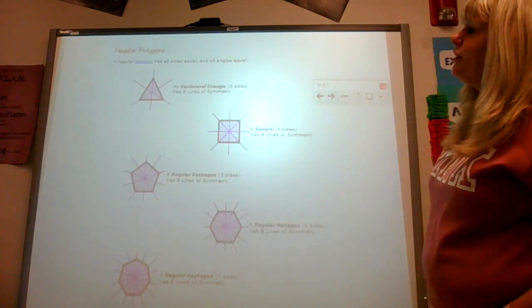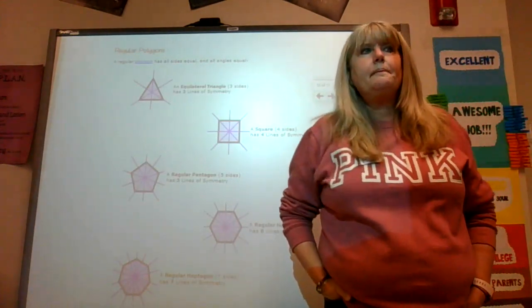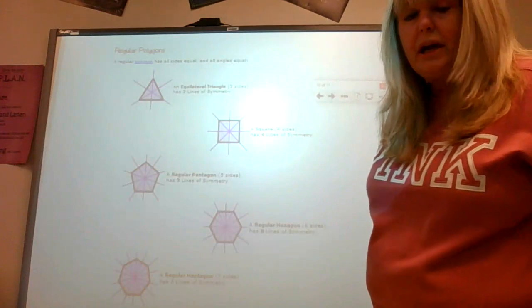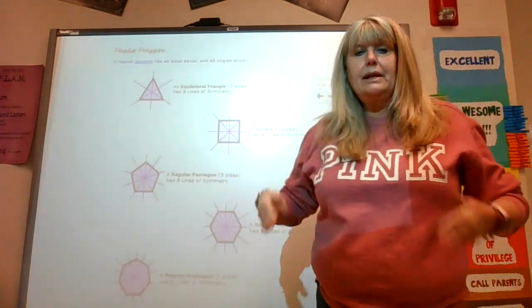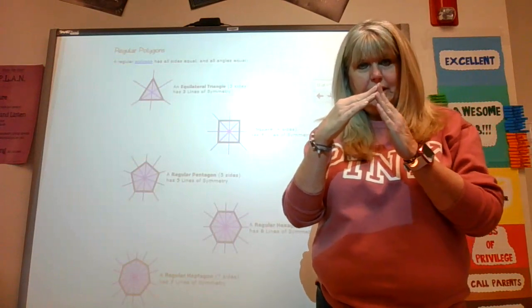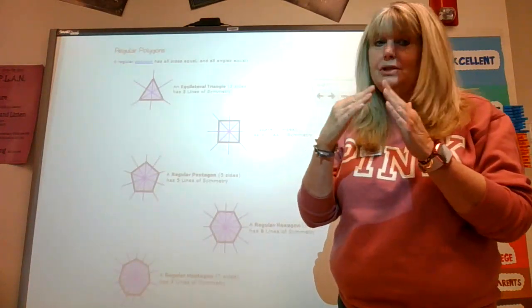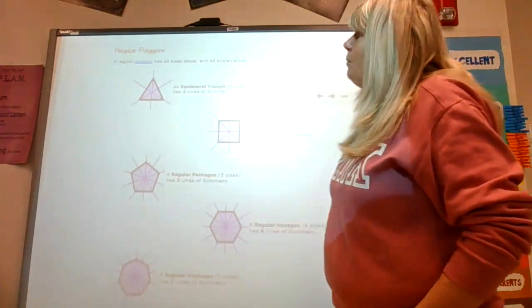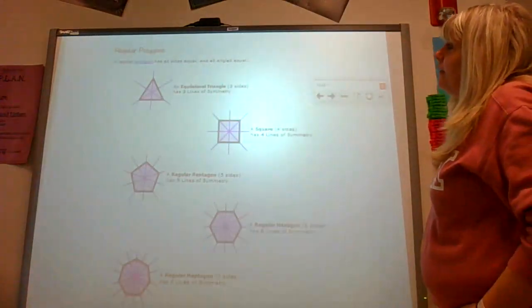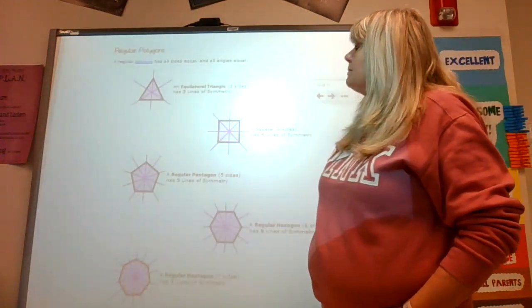All right, regular polygons. What's a polygon? A polygon is a closed figure with straight sides. So closed means that all the lines are touching and connecting and making angles. A circle is not a polygon. All regular polygons have equal sides and all angles are equal.